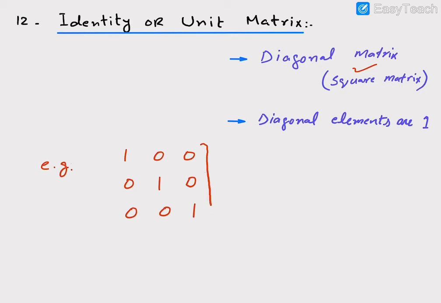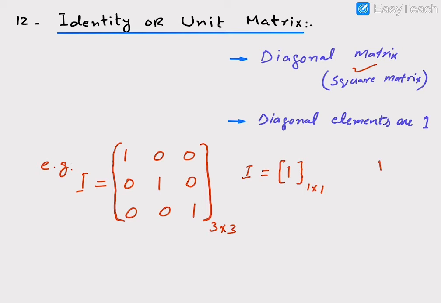So this is an identity matrix or unit matrix. It is denoted by I. If you write 1 also, this one is also identity or unit matrix denoted by I, because it is a diagonal matrix. It's a square matrix. Order is 1 into 1. Here order is 3 into 3.